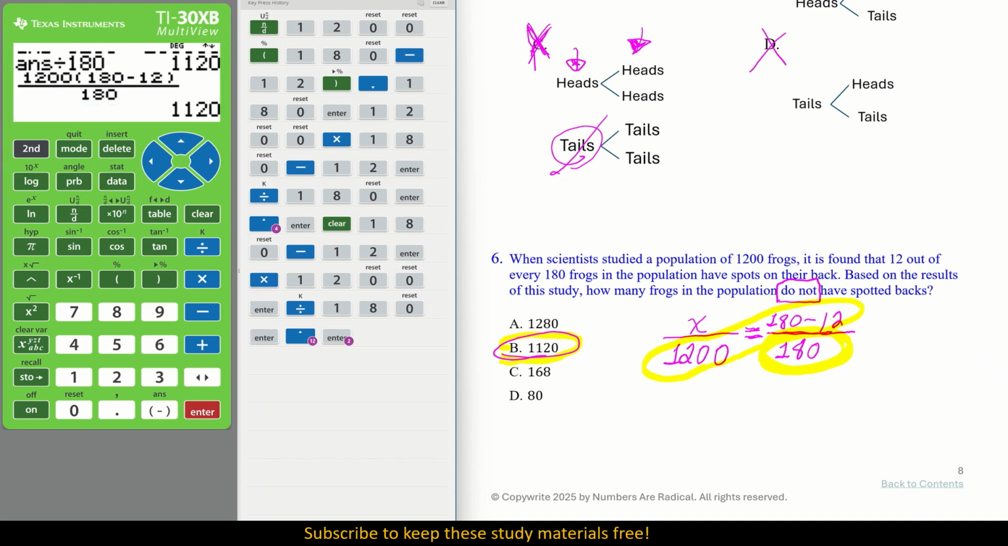Push enter, and there again, you see how the two values are the same. And one doesn't take quite as much time and also obeys order of operations. All right, let's move on to number 7.